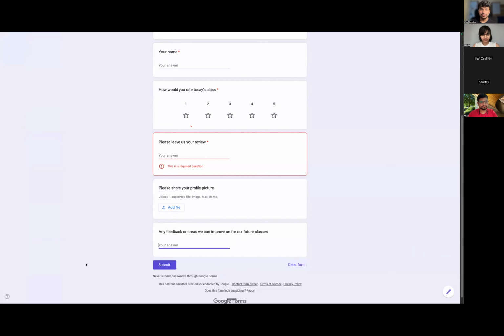Screen sharing has stopped, right? Yeah. Not yet. Not yet? Oh, okay. Never mind. Should be done now.